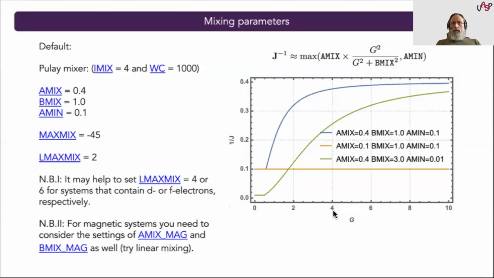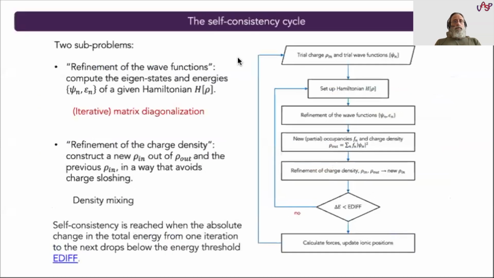So what does this do? This maybe is also a point that I should stress. Essentially what you see here is that it will suppress changes at small G, so at long wavelength. Changes of the charge density at long wavelength are suppressed by the mixer, and that is essentially what you would expect to help against charge sloshing. So that's one part of the scheme.